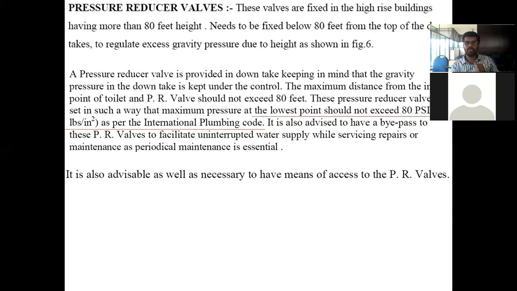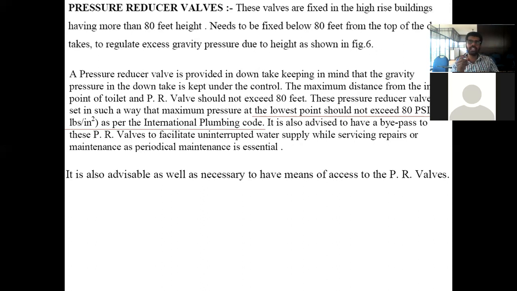The pressure reducer valves are set in such a way that the maximum pressure at the lowest point should not exceed 80 psi. So we have to make sure that the pressure at the lowest point should not exceed 80 psi, as per the International Plumbing Code. It is also advised to have a bypass to the PR valves to facilitate uninterrupted water supply while servicing, repairs or maintenance, as periodical maintenance is essential. It is also advisable as well as necessary to have means of access to PR valves.